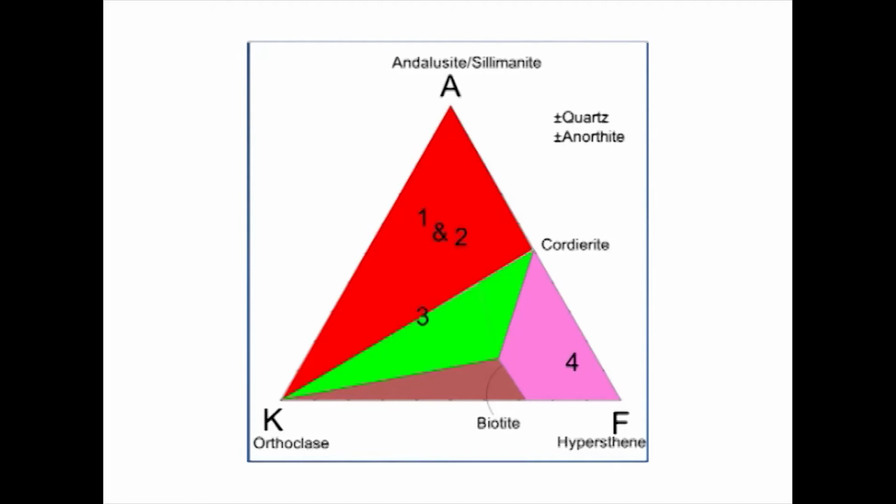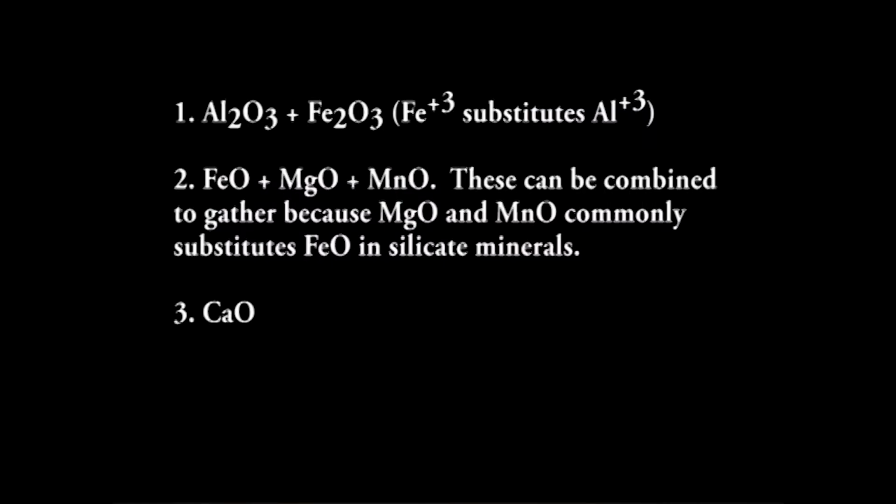Therefore, a separate AKF is used to represent the mineral assemblages containing these micas. Thus, it is possible to reduce the components as follows: first, Al2O3 plus Fe2O3, because Fe3+ substitutes for Al3+.